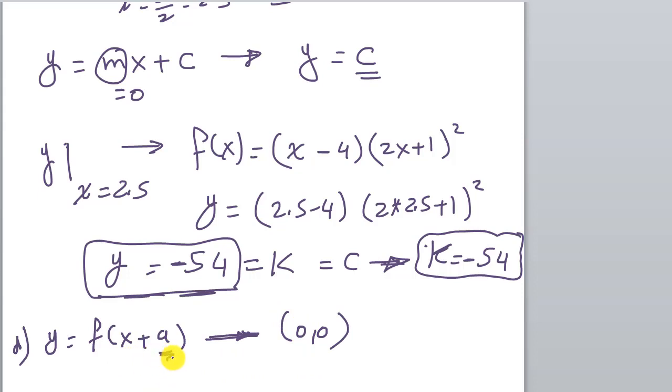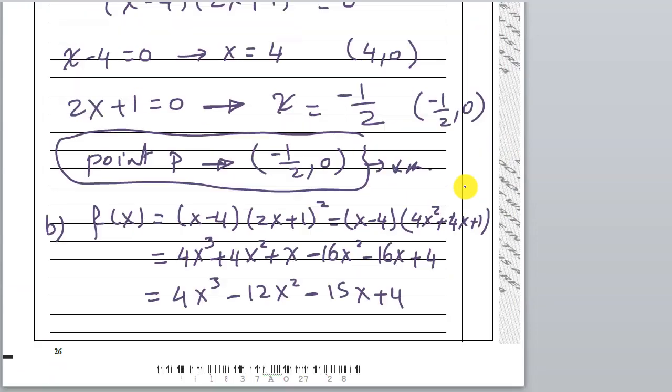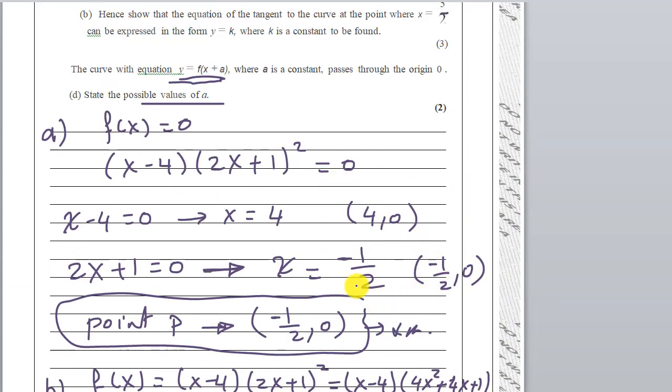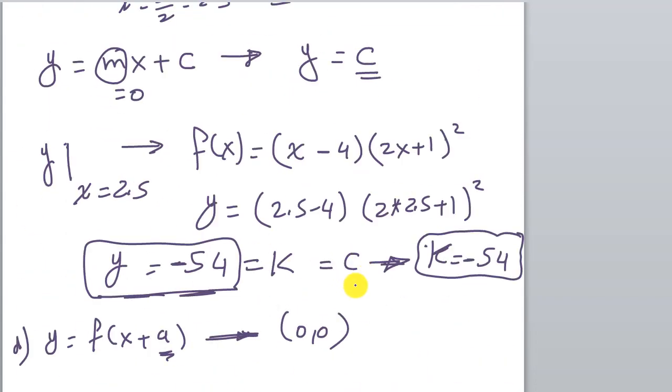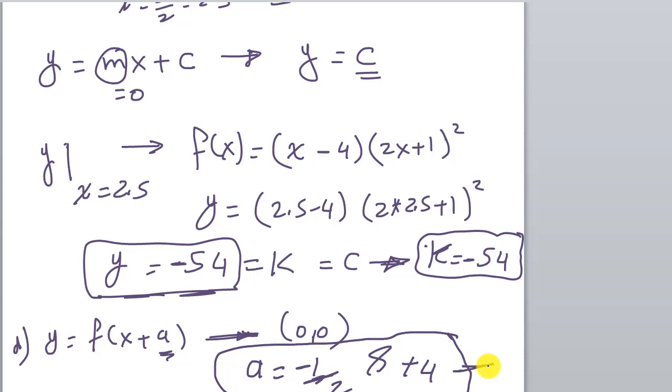So the possible value of a now is equal to a. We know that when f of x crosses the x-axis at minus half and 4, to shift both points to 0 and 0, a must equal to minus half and plus 4. So now this curve, f of x plus minus half, it will be 0. And then f of x plus 4, it will be 0.